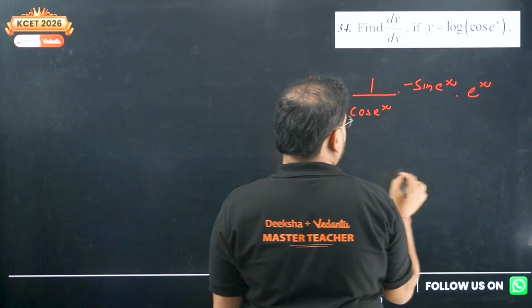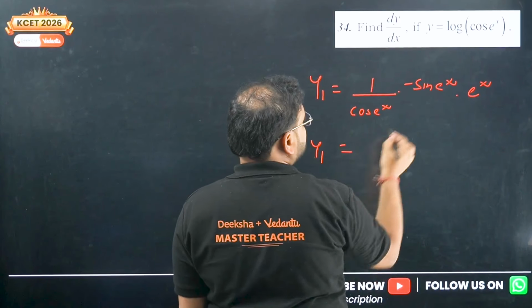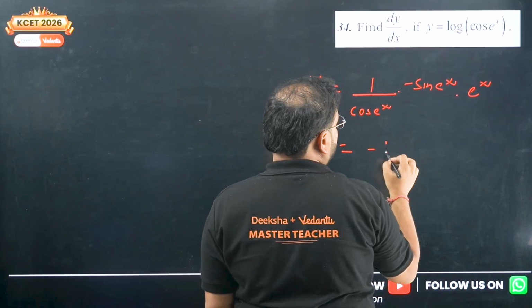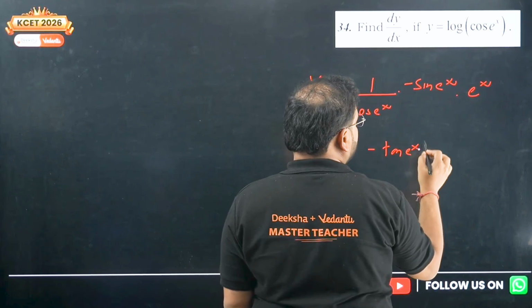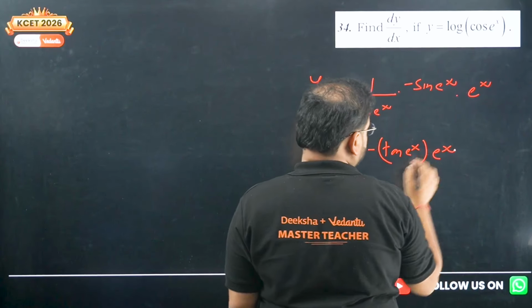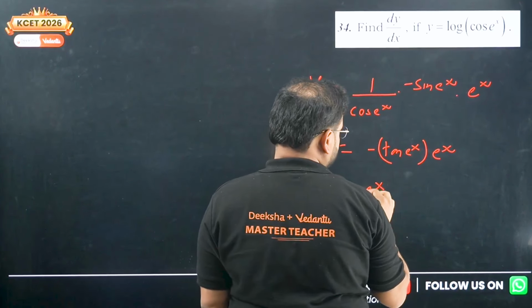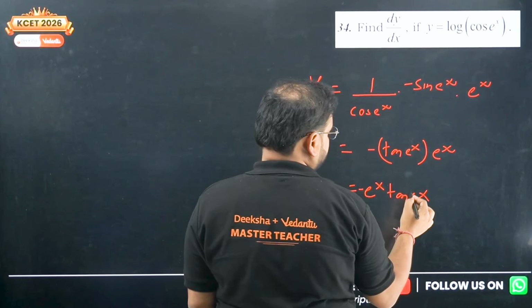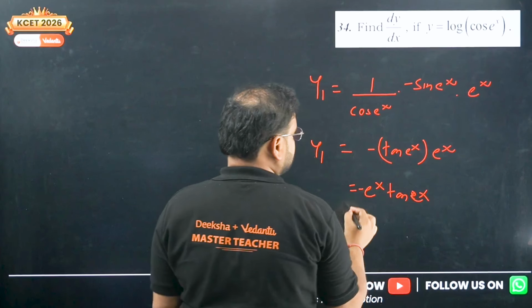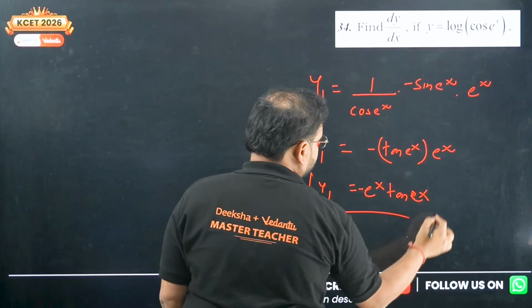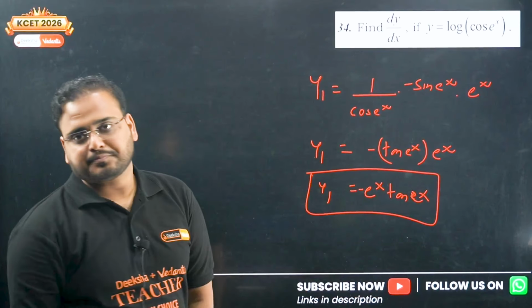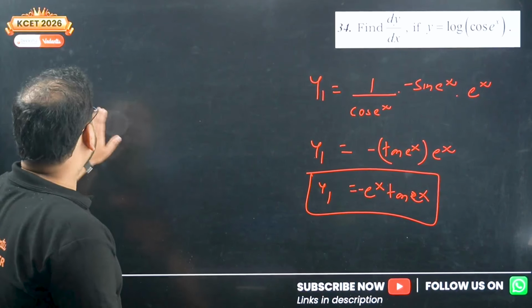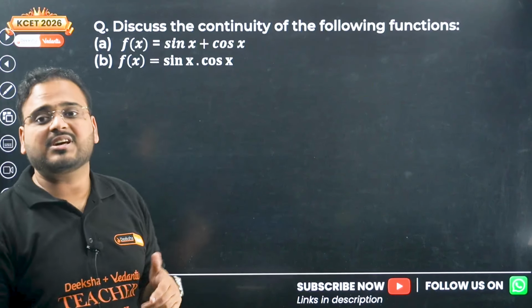So e^x comes one more time. We get y1 as sin by cos, so minus tan e^x into e^x. Basically my answer is minus e^x tan of e^x. This is my y1. Check please. Simple problems. In 1 marker and 2 marker, the questions are very much simple.